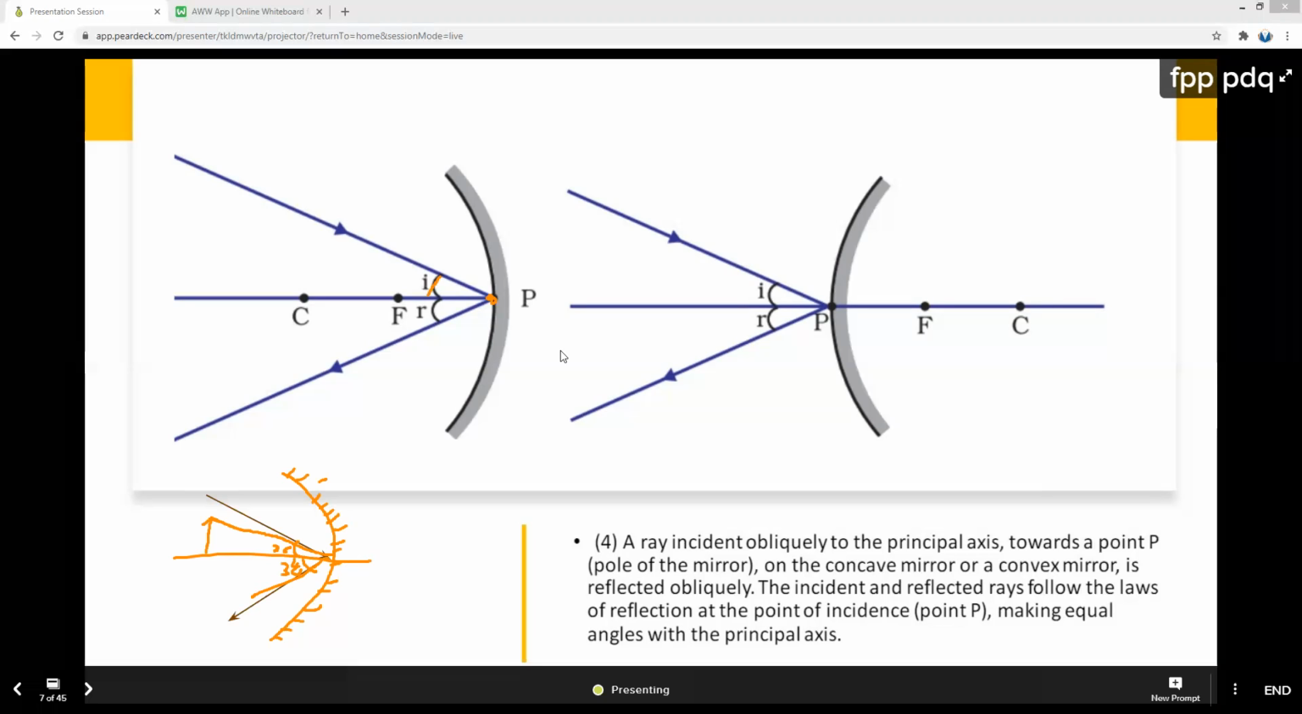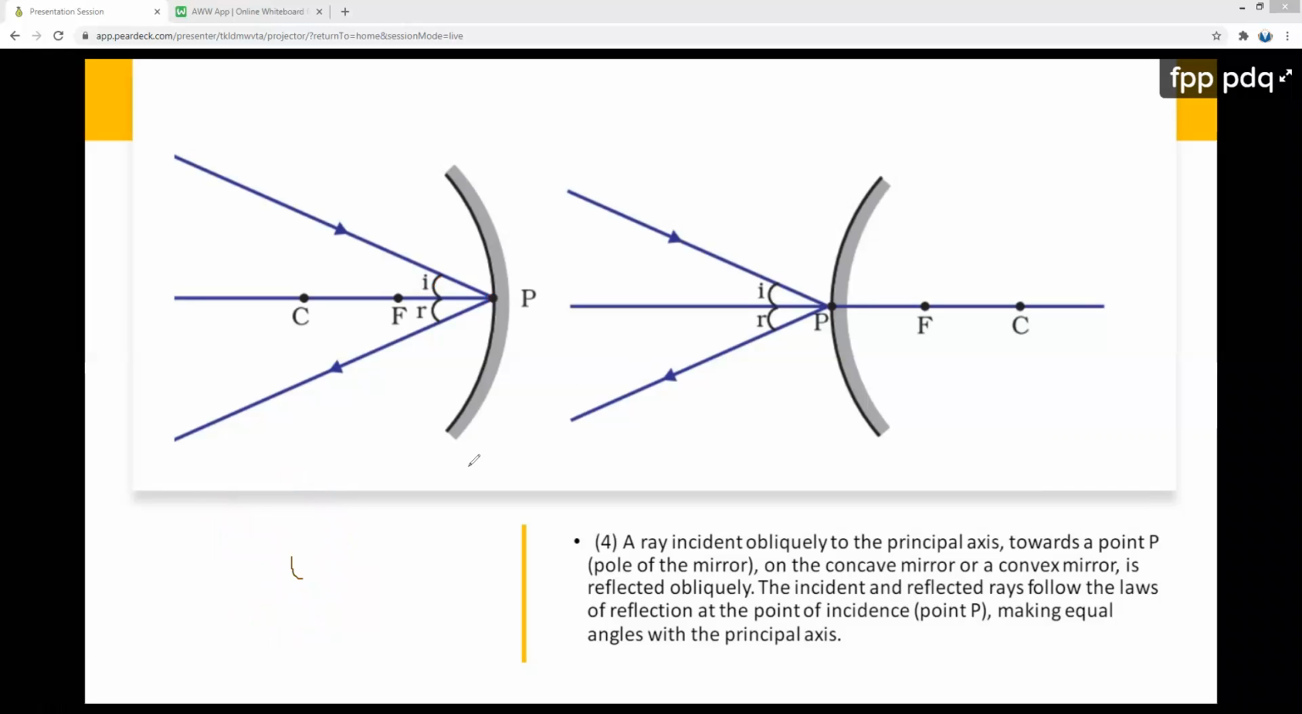So these are the four rules you have right now. You can use either one or two of them, because we need two rays to get an intersection, right? One is the incident ray, the other is the reflected ray. So suppose this is the intersection point, we need at least two rays to find the image of an object. So it's just to give an idea.